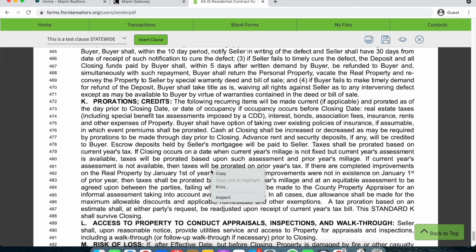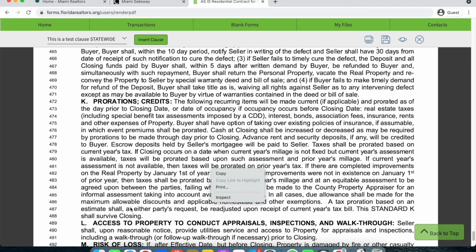They're going to divide it by 365 to get a per diem. That per diem cost will be multiplied by the number of days that the seller has owned the property. So if the seller owned the property for 180 days, that per diem will be multiplied by 180 days, and that amount will be credited to the buyer at closing because the buyer is going to have to pay the taxes in November. So they'll receive a credit on the closing statement for that amount.